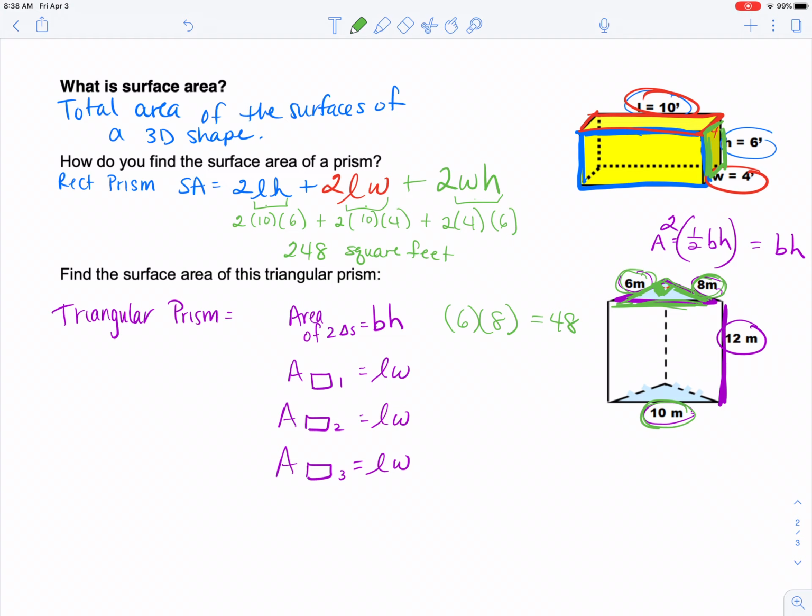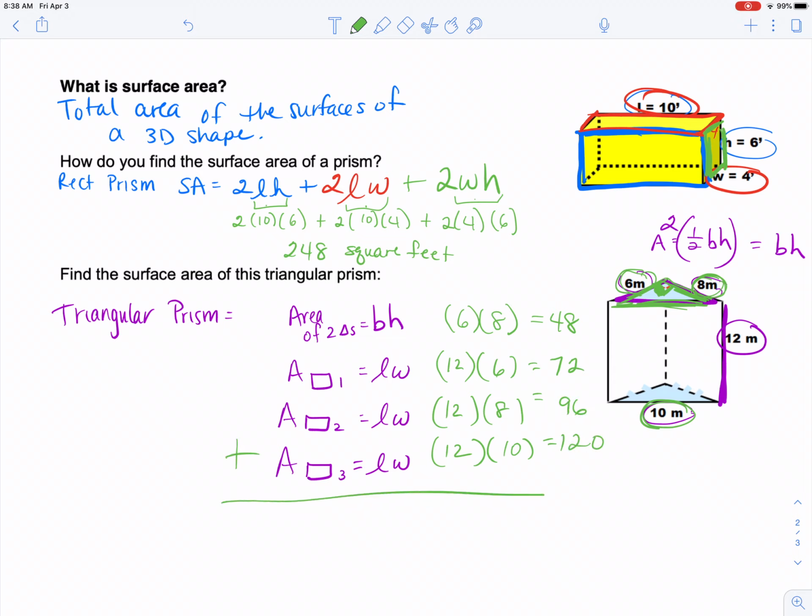Then to get all 3 rectangles, we'll use the height of the prism. Let's use the 12 for the length. And the 3 sides of the triangle will be the 3 different widths. So 6, 8, and 10. Get each of these: 72, 96, and 120. Add the 48, 72, 96, and 120, which I didn't do. But then your answer will be square meters whenever you get the sum of all four of those numbers.